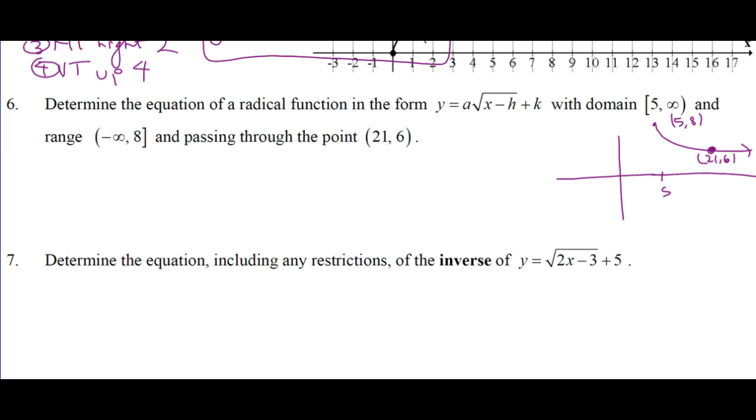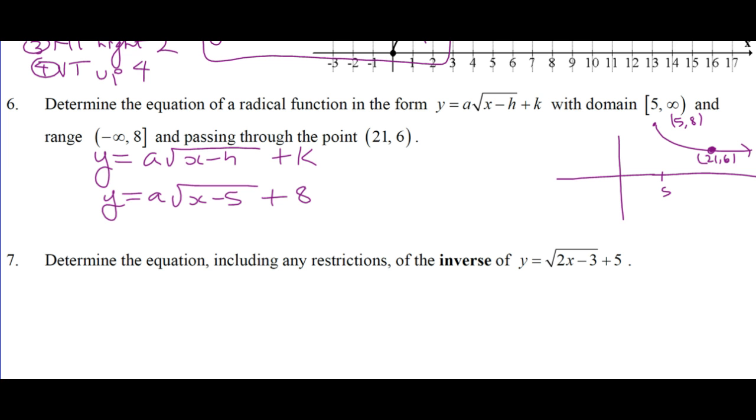Do the equation. Yeah, what do we know? Okay, so we just start off. So you gave me this. I know this. It's in that form. Now, which of those variables do I know? H and K. I know H and K, right? So let's just fill those in. y = a√(x − 5) + 8.